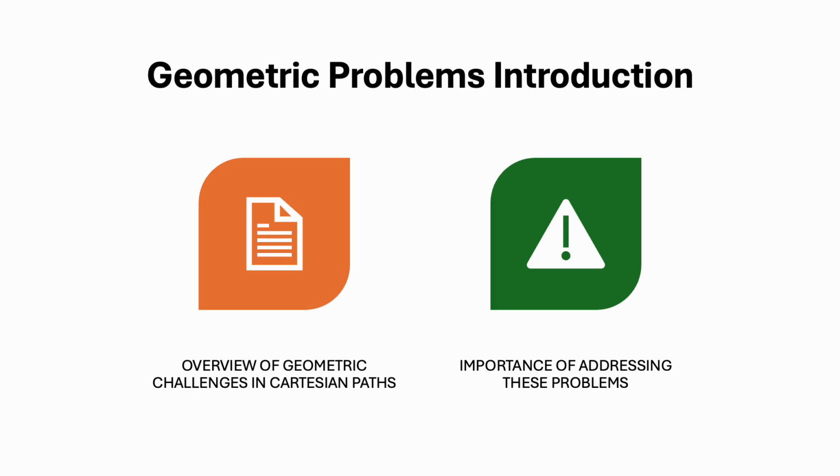Now let's look into the geometric problem introduction. The geometric problem often refers to the challenges associated with planning and executing movements in a physical space while considering the geometric constraints of both the robot and its environment. This involves determining feasible paths that avoid collisions with obstacles, optimizing the trajectory for efficiency, and ensuring that the robots' mechanical limitations are respected.